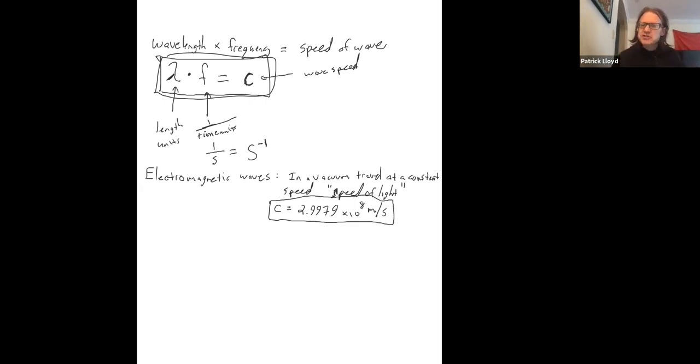Doesn't matter what direction the light is moving, or your perspective on the light. Doesn't matter if you're moving. From your perspective, it will still appear to move at that particular speed. It's a very large number, at least from our perspective. This corresponds to 186,000 miles per second, not per hour, per second.